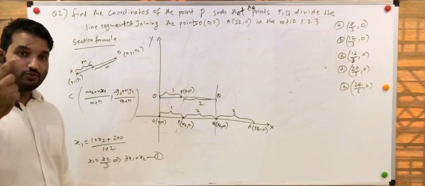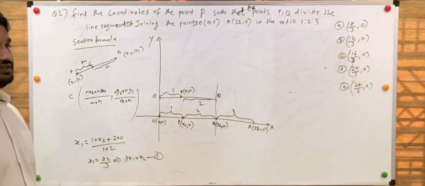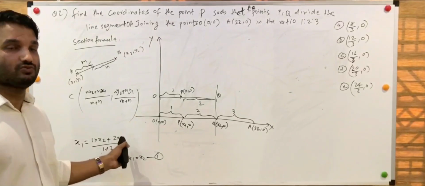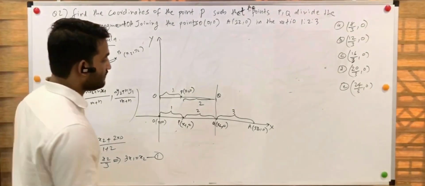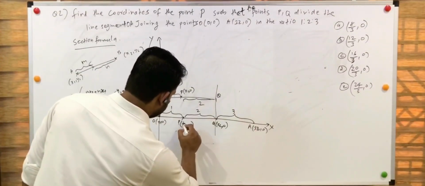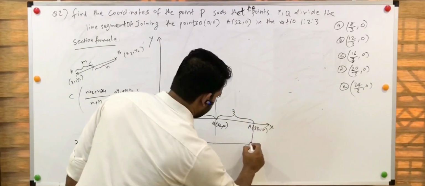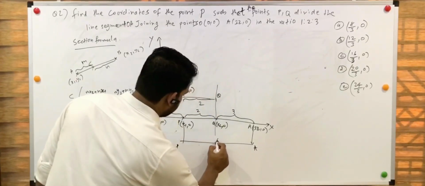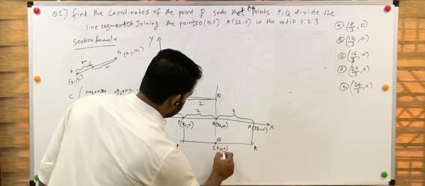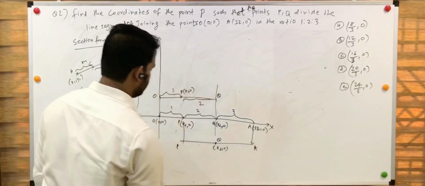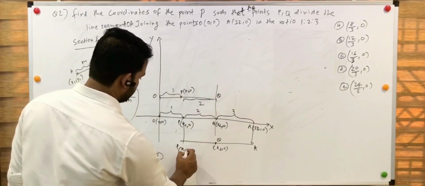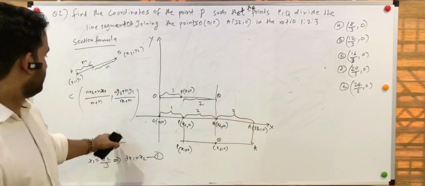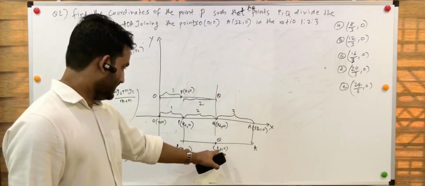Here we have two unknowns, x1 and x2, and only one equation. So we need two equations to solve for two unknowns. If we have three unknowns, we need three equations. Here we need at least two equations to solve for x1. So I take one more line segment PA, where Q is an internal point (x2, 0) and A is at (32, 0), and P we know is (x1, 0). Then we apply the same section formula for x2.